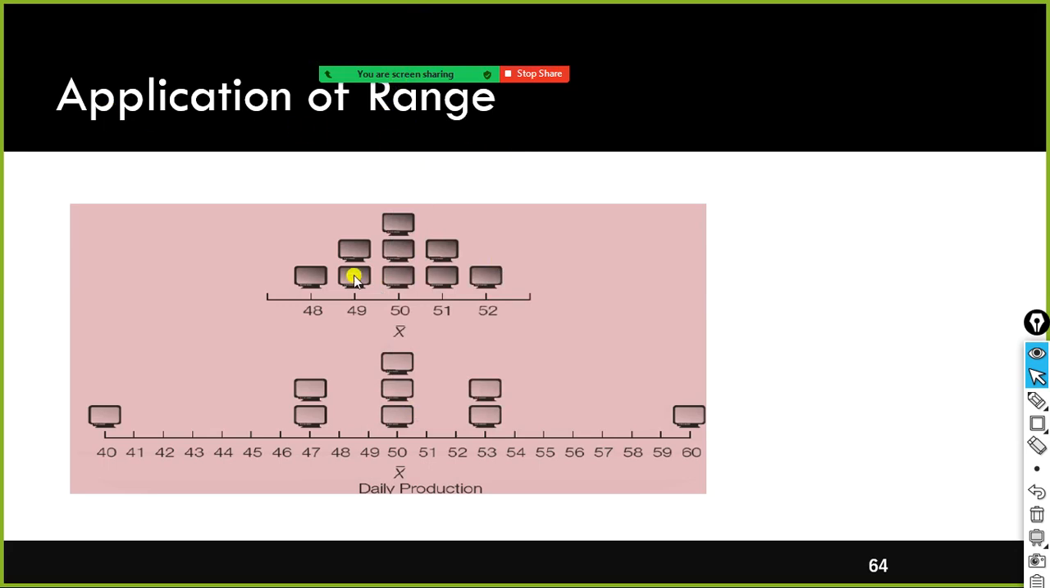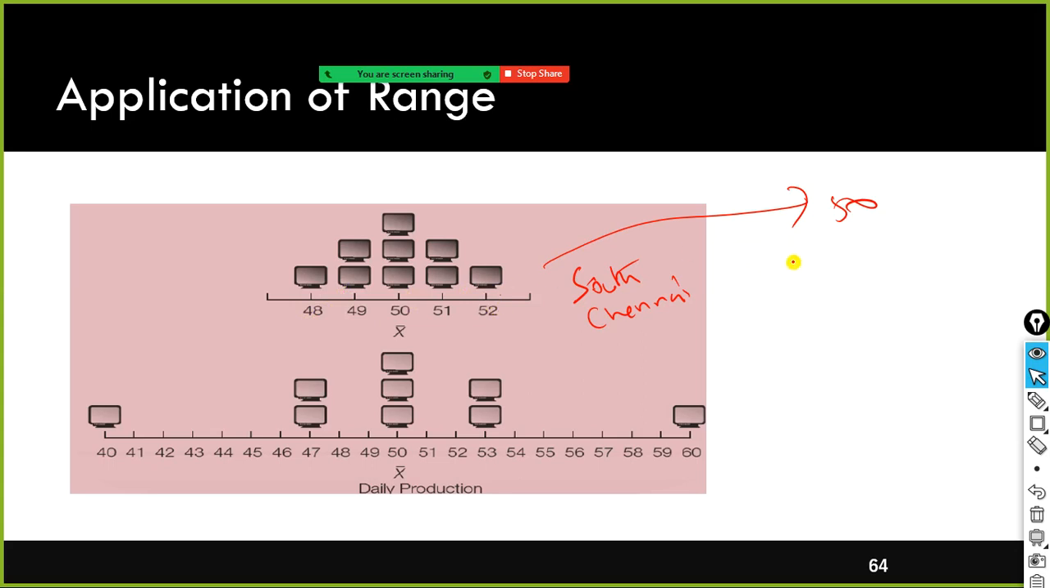The application of range, this is the thing. Let's say you have Sony TV, you work for the Sony company. They have a manufacturing plant in South Chennai and North Chennai. If you look at this data set, the spread is so close. The mean is the average number of TVs manufactured in South Chennai, which is 50 only. So the manufacture of TVs ranges between 48 to 52.